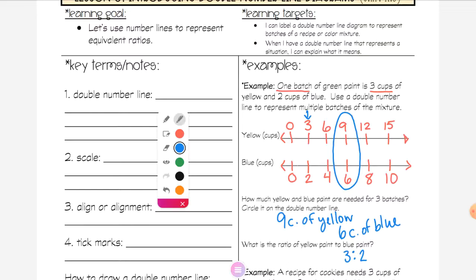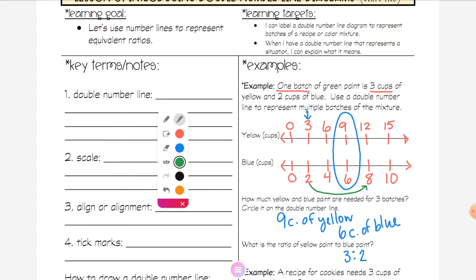If it asks me how much yellow in 5 batches, how much yellow was in 5 batches, Elise? 15. Dawson, how much blue in 2 batches? 4. Okay, so they could ask you lots of questions from this point. I want to point something else out. You don't have to write this in, but I'm trying to let these number lines help you a little bit.